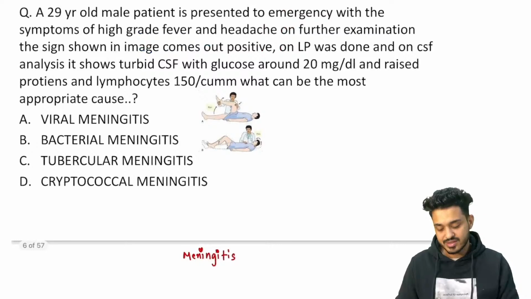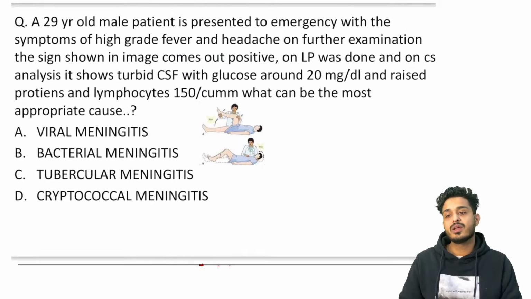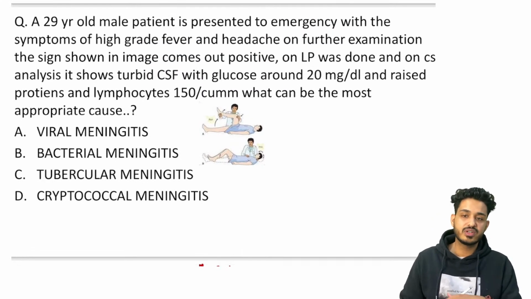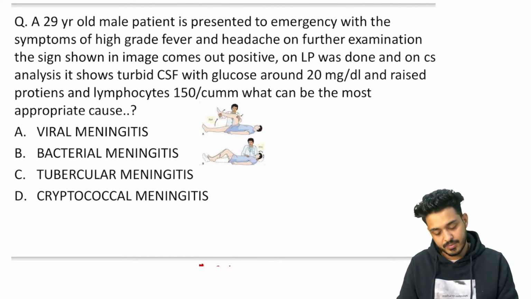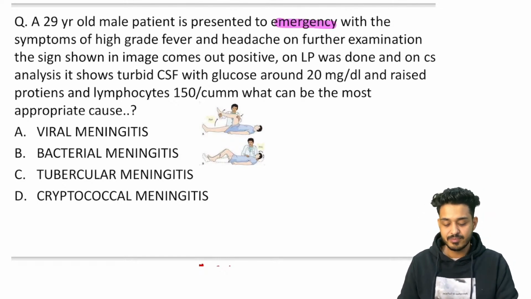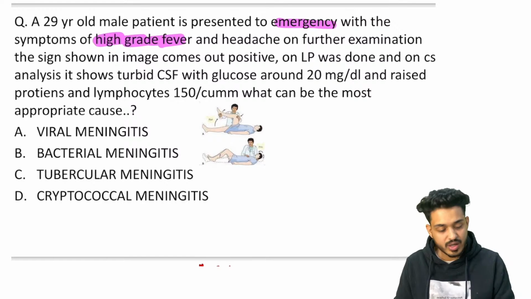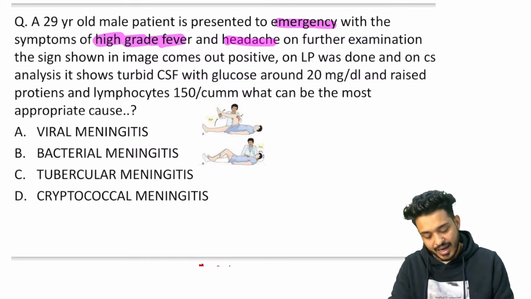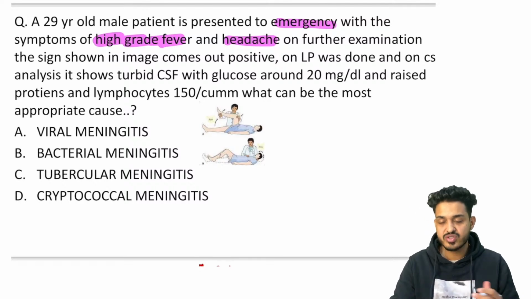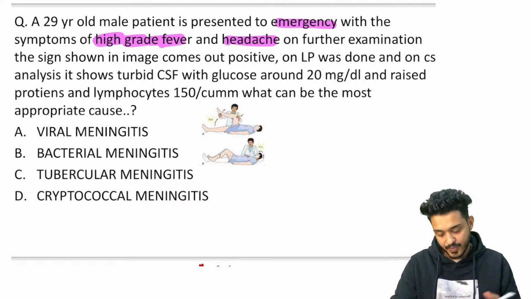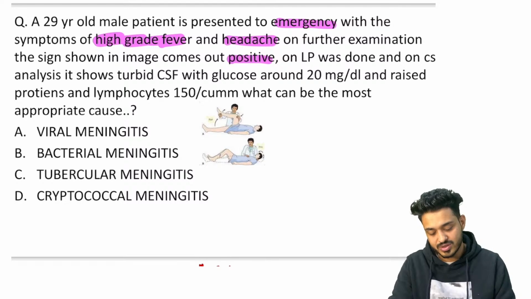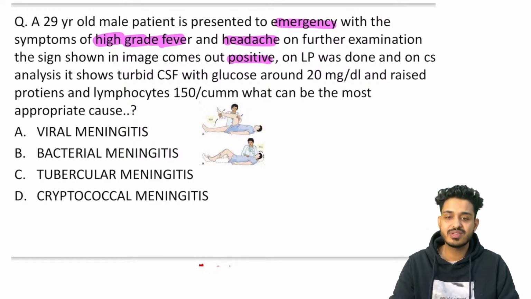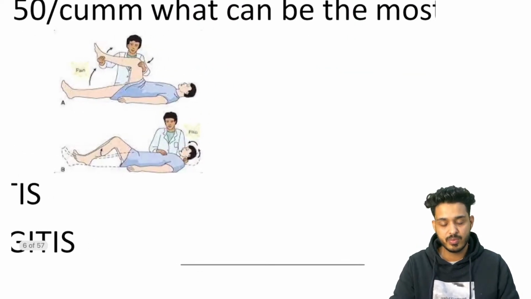Now try to solve this second question that we are having. A 29-year-old male patient is presented to emergency with the symptoms of, this patient is having what? High-grade fever and headache. On further examination, the sign that is shown in the image comes out positive. These are the two signs which are there, right? This one and this one, these are the two important signs we are having in the image. They are coming out to be positive, right?